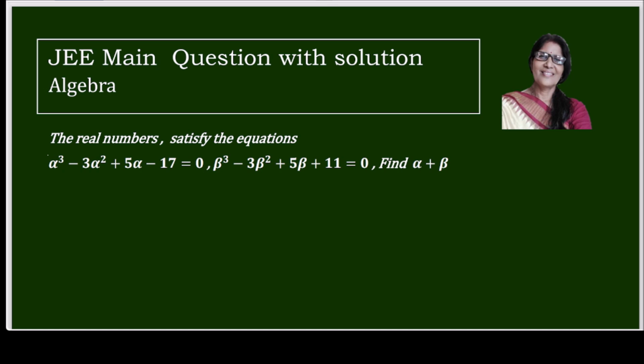So today on the screen you may observe a question from JEE Main. It is based on algebra. The real numbers satisfy the equation alpha cube minus 3 alpha square plus 5 alpha minus 17 equals 0. Another equation is beta cube minus 3 beta square plus 5 beta plus 11 equals 0. Find alpha plus beta.